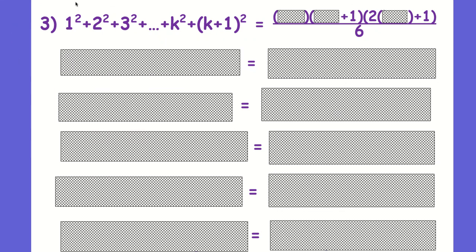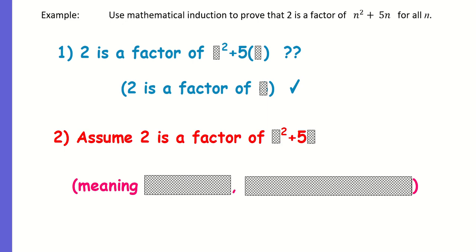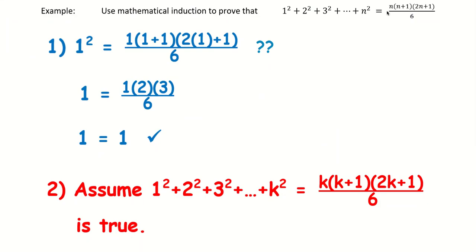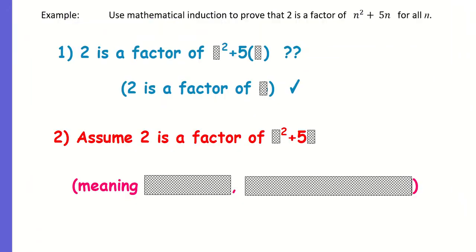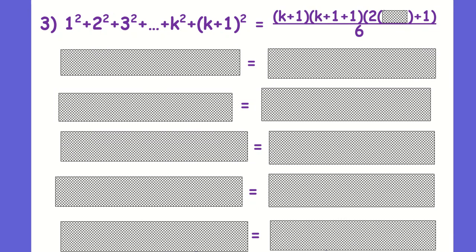So we go 1 squared plus 2 squared plus 3 squared plus blah, blah, blah, whenever we get to k squared, and then of course right after that is k plus 1 quantity squared. And then once again, over here, we're just going to plug in k plus 1 wherever we see n, which gets us this. All right? So what do we do now?